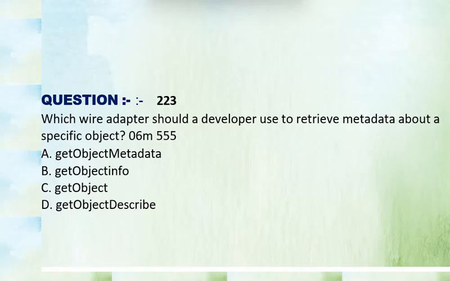Question is, which wire adapter should a developer use to retrieve metadata about a specific object? Option A, get object metadata. Option B, get object info. Option C, get object. Option D, get object describe. Correct answer is option A.